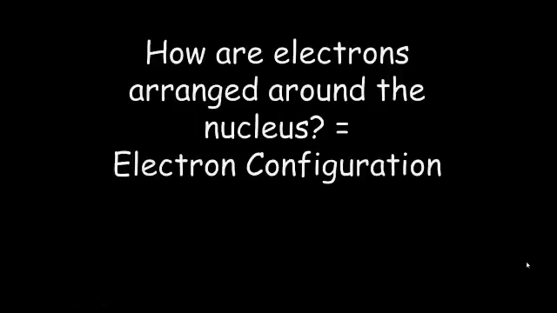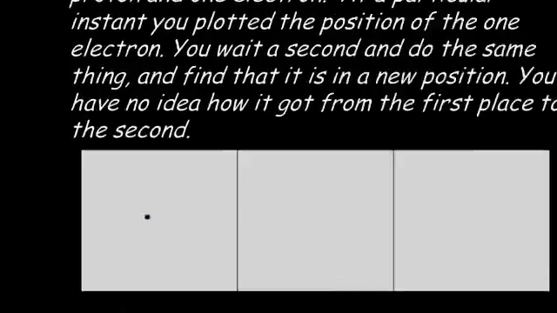Today we're going to look at the question, how are electrons arranged around the nucleus, or what's more commonly known as electron configuration. In this particular video, there's a lot of reading, so I'm going to mostly let you read while I kind of explain some of the pictures.